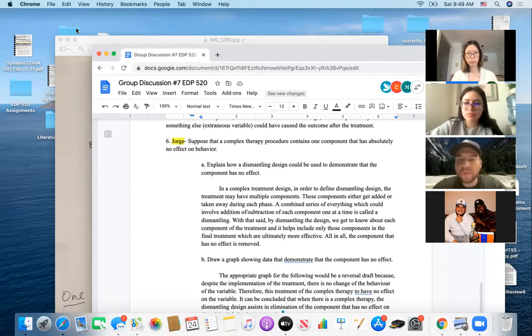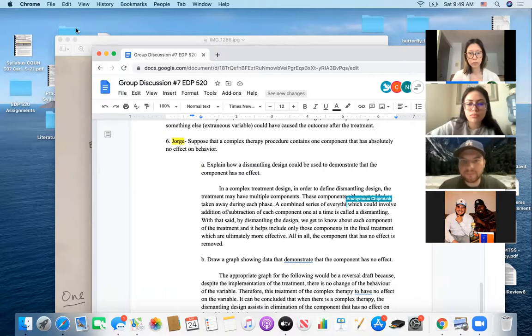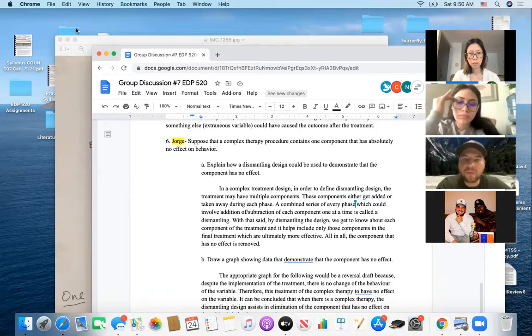The designs have multiple components. Components either get added or subtracted during each phase. A combined series of every phase, which would involve addition or subtraction of each component one at a time, is called a dismantling. So that's the definition. By dismantling the design, we get to know about each component of the treatment, and it helps include only those components in the final treatment which are ultimately more effective. To conclude, the component that has no effect is removed. That's how a dismantling design could be used to demonstrate that the component has no effect, because ultimately it is removed.